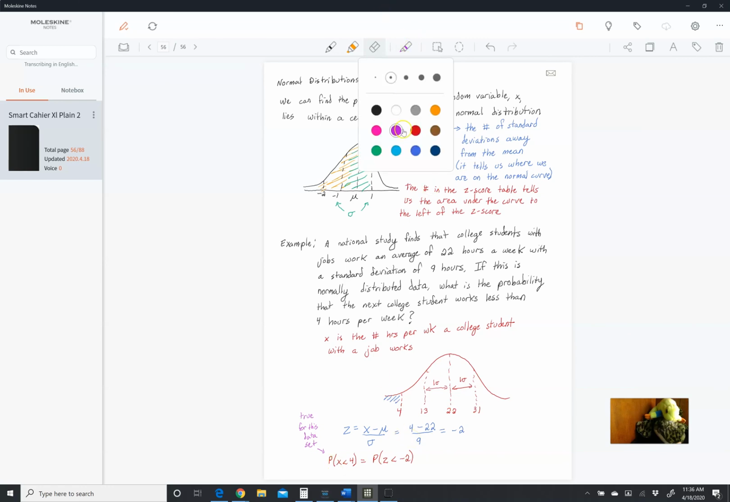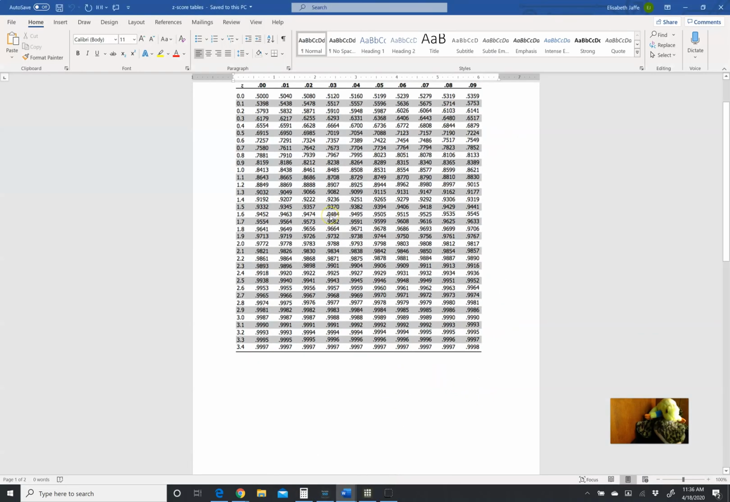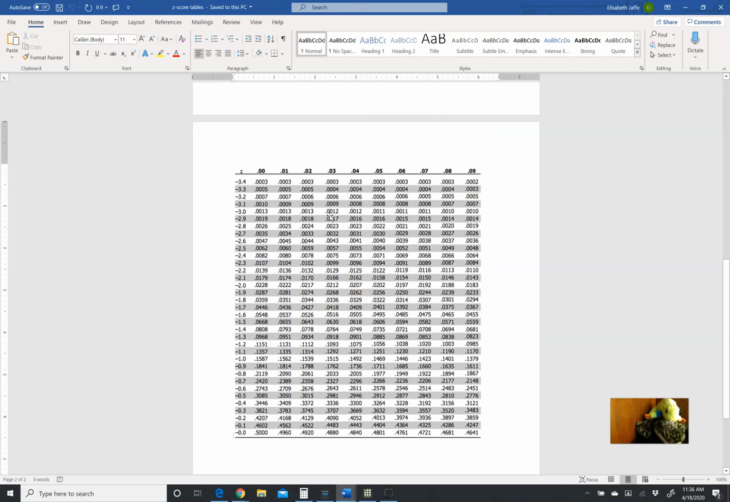And if we go to our nice little z-score table, what we're looking for is -2. So we're below the mean. So we go to the negatives and we go to -2.0. So here's -2, it's 0.0. So it's 0.0228.